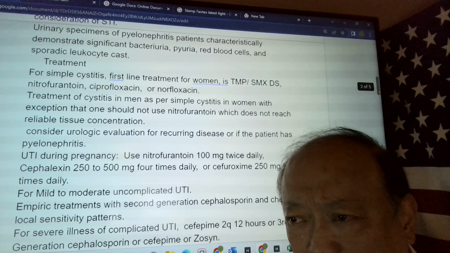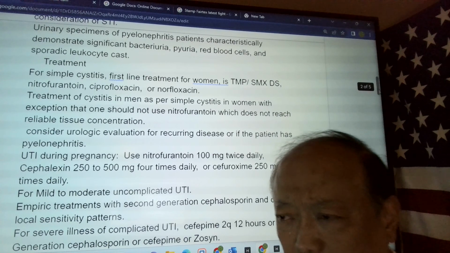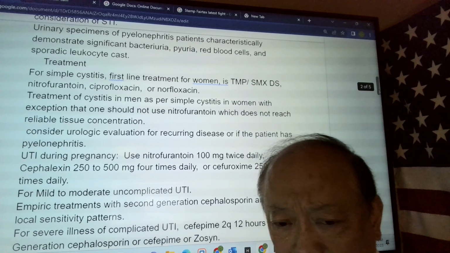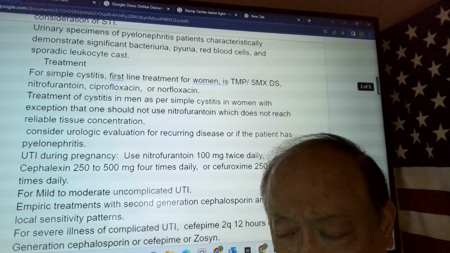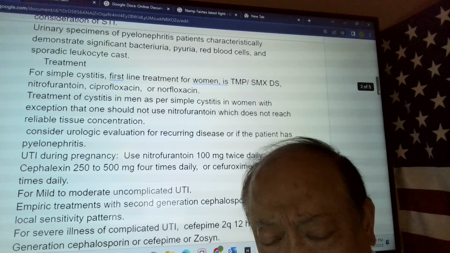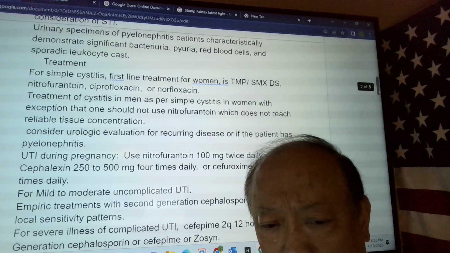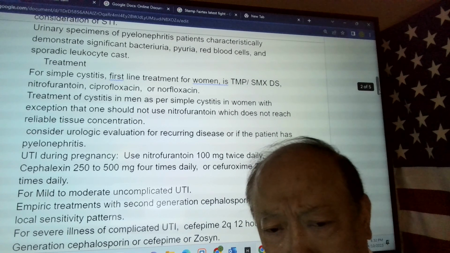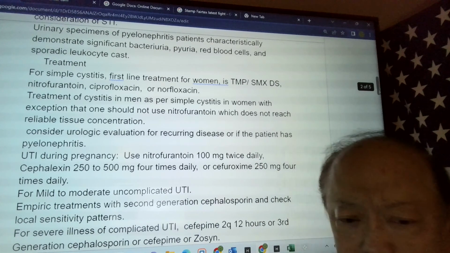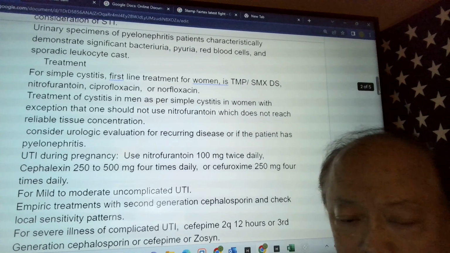One of the things is that, again, the board's very emphatic about no fluoroquinolone use during pregnancy. So fluoroquinolone is out of the question. Bactrim is slightly controversial, but most people say at least during certain gestation ages it's okay to use. That's controversial. Mild to moderate uncomplicated UTI, empiric treatment with second generation cephalosporin, and check local sensitivity.